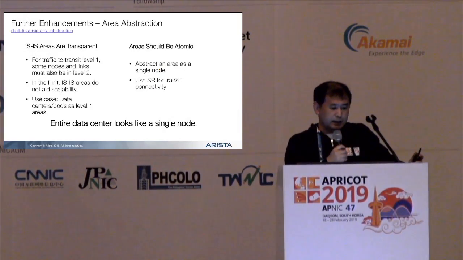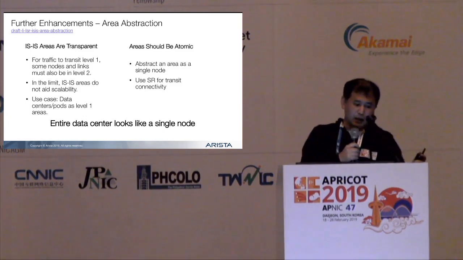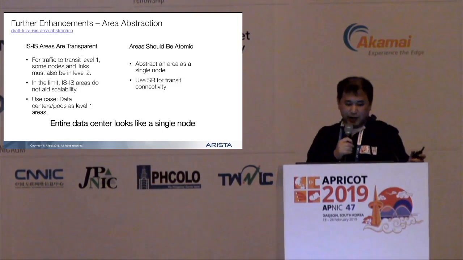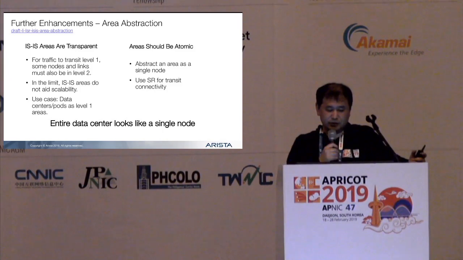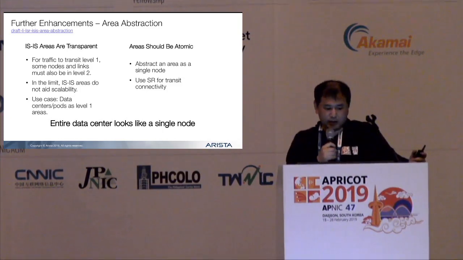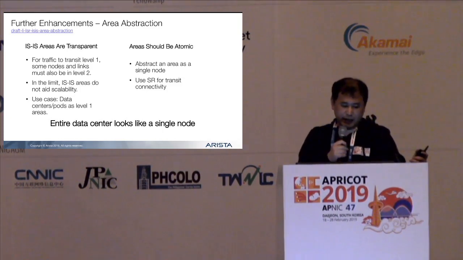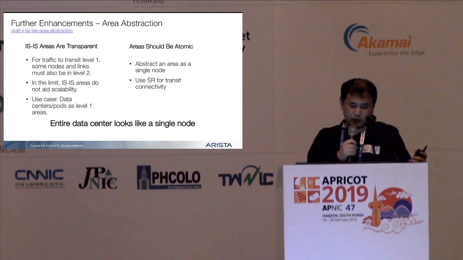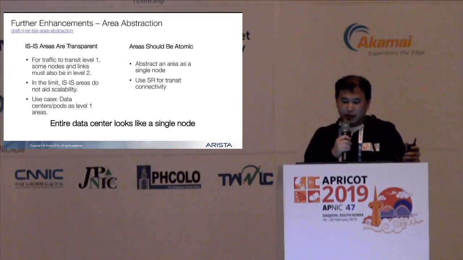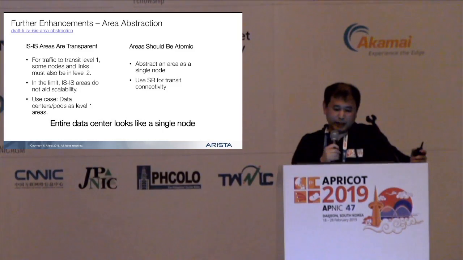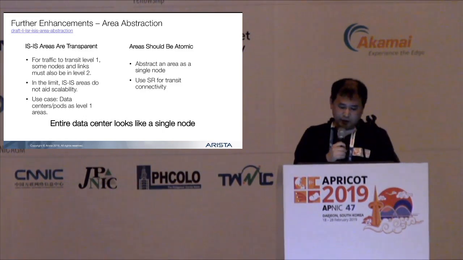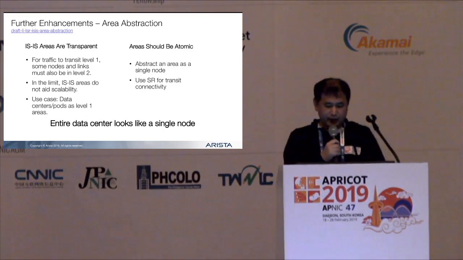And also, Tony Li submitted another draft, area abstraction. IS-IS areas are transparent for traffic to the transit level one. Some node area links must also be level two. In the limit, IS-IS areas do not aid scalability. Use case: data center pods are the level one area, and the area should be atomic. Abstract an area as a single node, and use segment routing for transit connectivity. The entire data center looks like a single node.